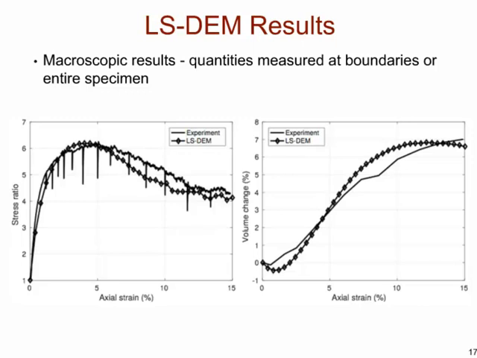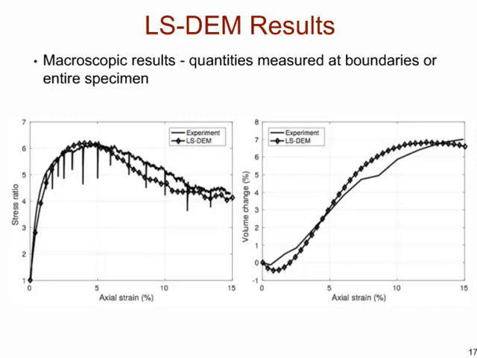So this is a comparison of the macroscopic low displacement result showing the stress ratio, sigma 1 over sigma 3, versus the axial strain for both the experiment and the computational model, the DEM model. And the same for the volumetric strain or the volume change versus the axial strain.